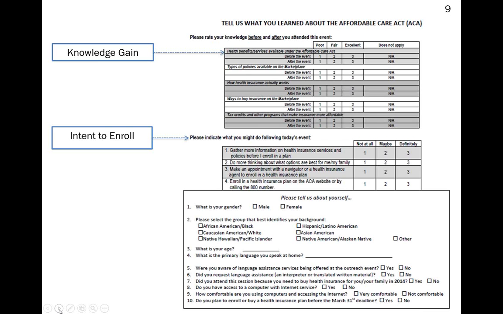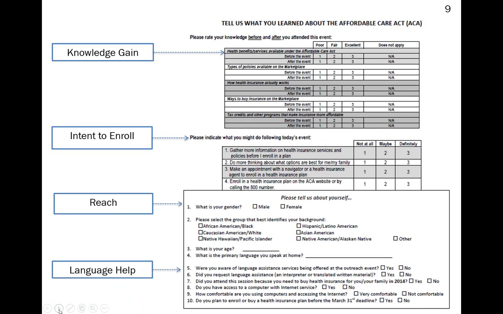So because we couldn't track what participants actually did, the next best thing was to get their intention to take these specific actions. And here you'll see below, we also asked certain questions about demographics: gender, language assistance, age, languages spoken at home, etc.